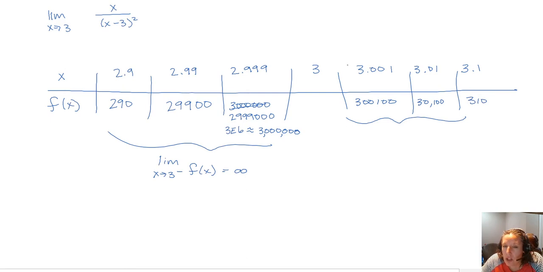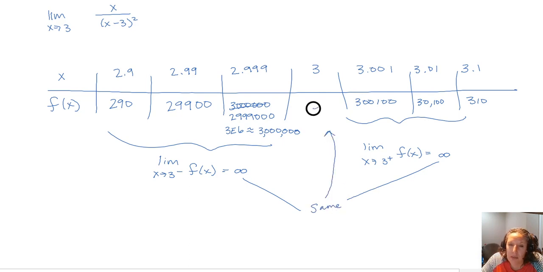As our x values get closer and closer to 3, the y values are getting bigger and bigger each time. They're all positive numbers, so it is going off to positive infinity. Since these two are the same, that means that this is going to be that common value, infinity.